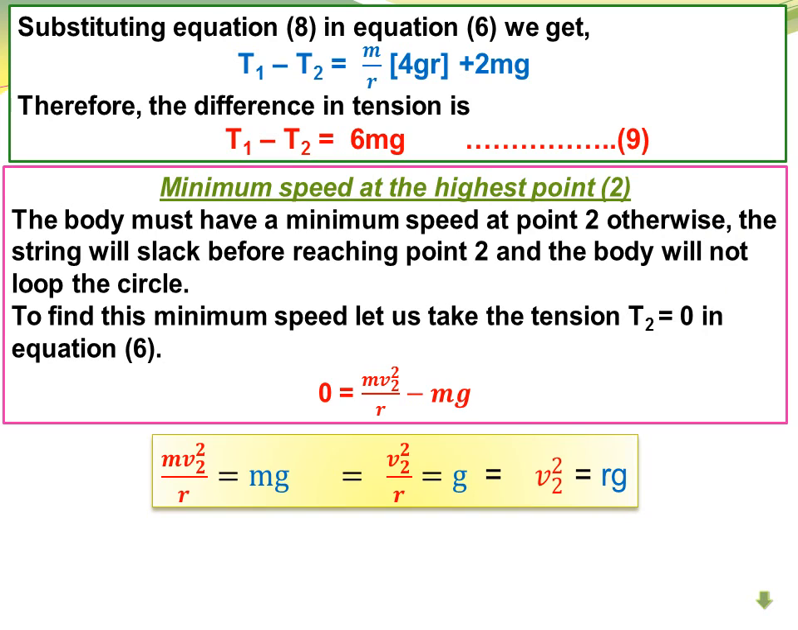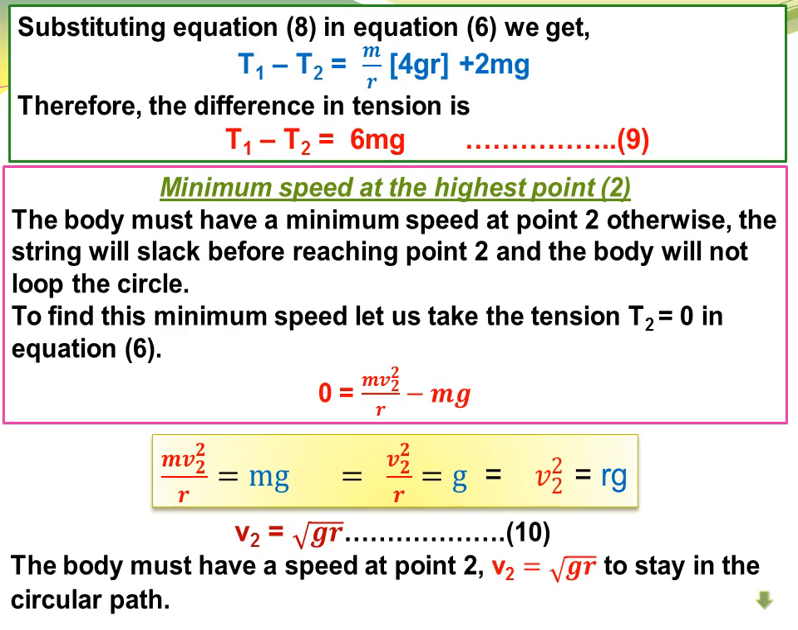m v2 squared by r is equal to mg, and cancelling m and m, v2 squared by r is equal to g, or v2 squared is equal to rg. Taking the square root, finally we get v2 is equal to root of gr. This is equation number 10. The body must have a speed at point 2, that means v2 equal to root of gr, to stay in the circular path.